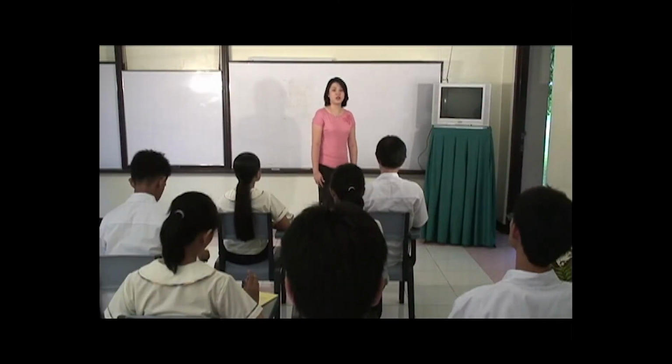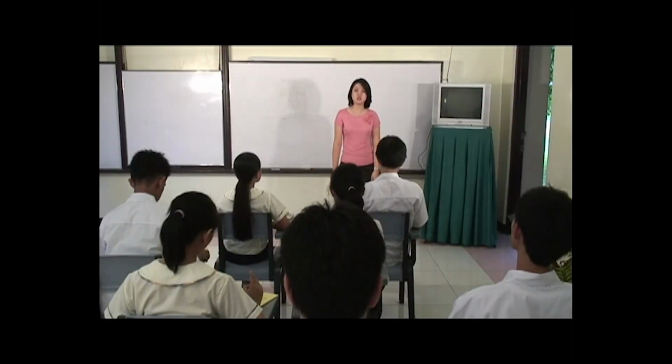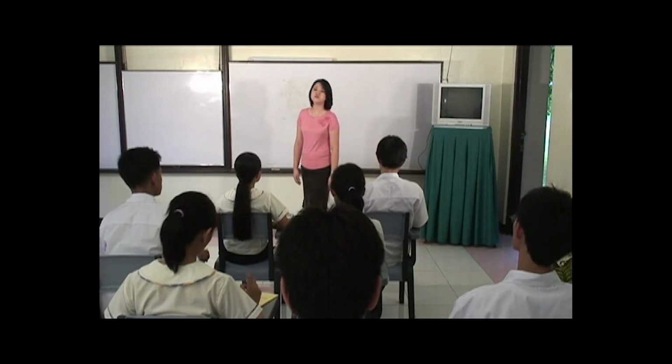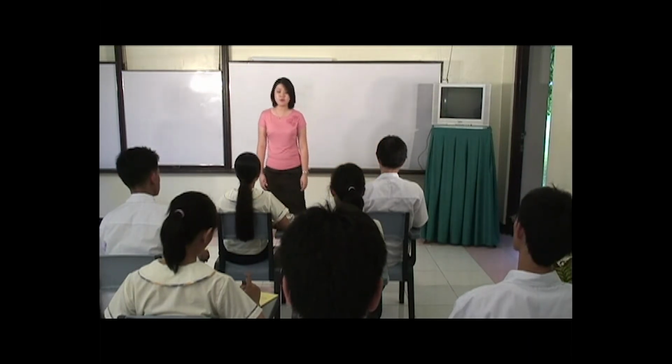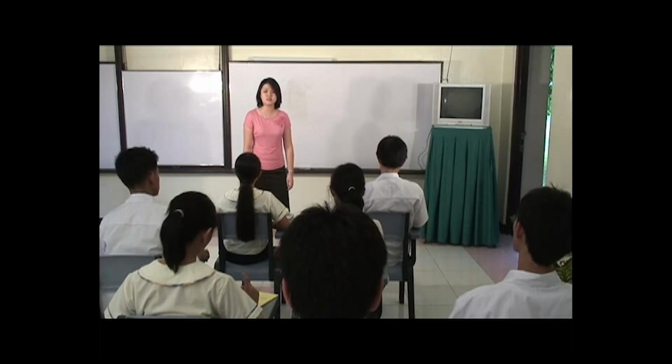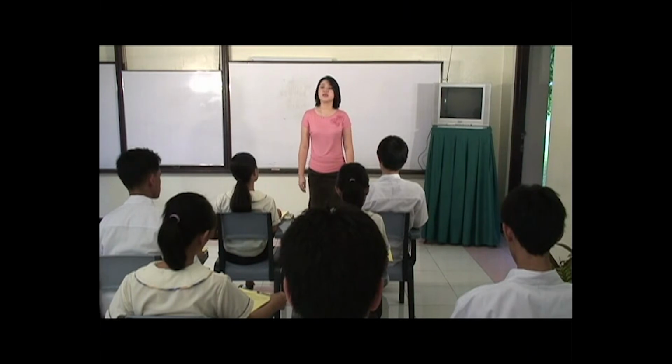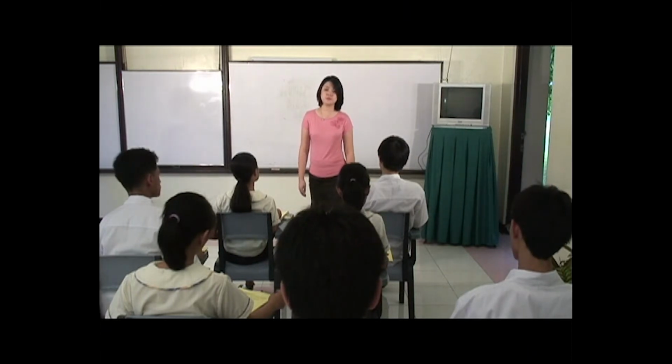In your study of parallelograms, you learned some additional properties of these figures. One particular property involves two diagonals. Can anyone recall what this property is? Miss, I think it says that the two diagonals of a parallelogram bisect each other. Yes, that is right. Is the converse also true?